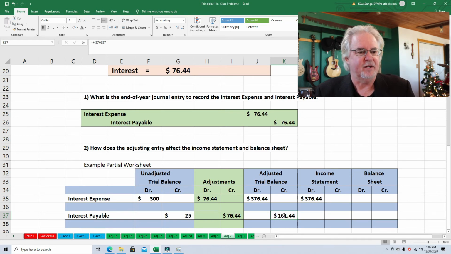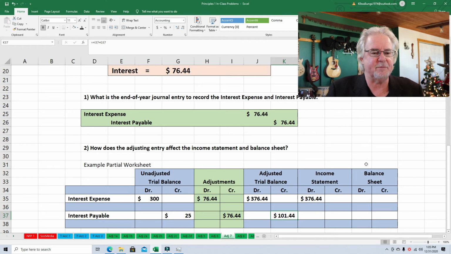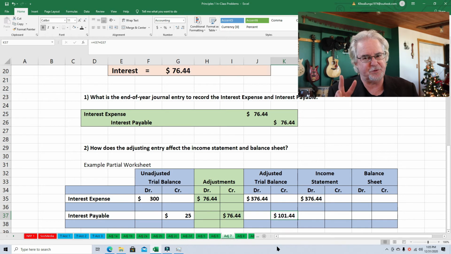There you go. All right, now where does it go? Income statement or balance sheet? What goes on the income statement, folks? Two things: revenues and expenses. Interest payable is neither one of those. All right, interest payable is a liability. So what goes on the balance sheet? Assets, liabilities, and equity. That's what goes on the balance sheet. So we're going to send this interest payable to the balance sheet.